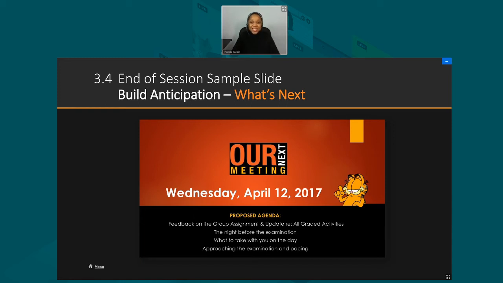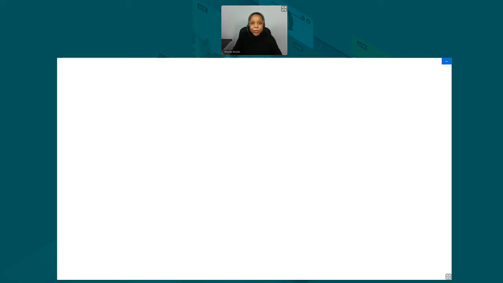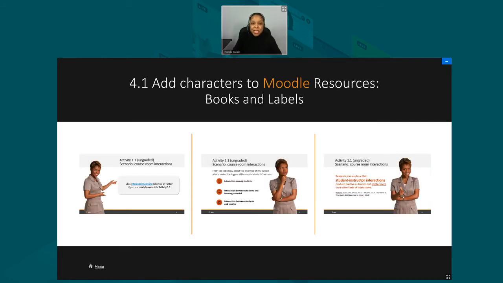We're moving on to the penultimate tip. So for tip 4, add characters to resources and activities and focus on authentic assessments. That is, activities that are connected to the real world and have relevance beyond the formal learning environment. Create scenarios using Moodle ebook, PowerPoint, or Storyline. Insert characters in your scenarios.